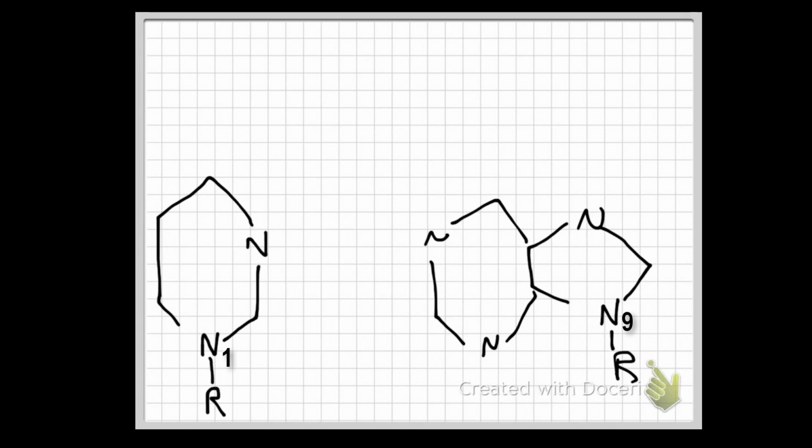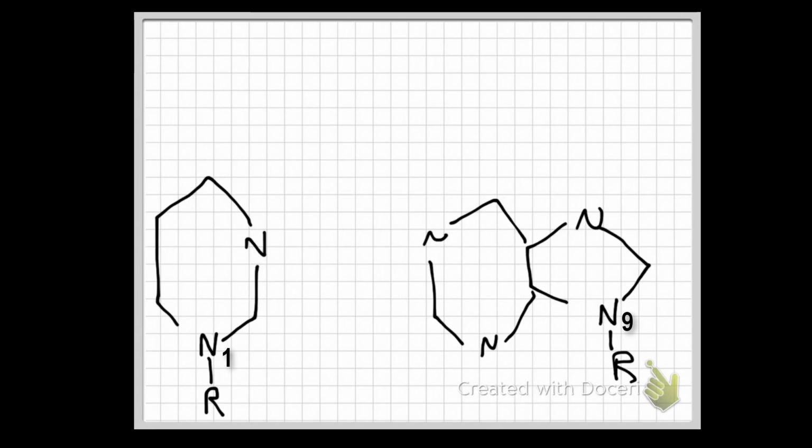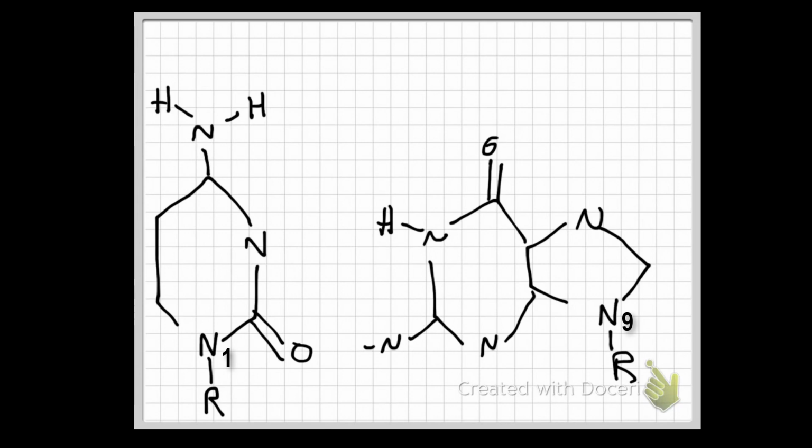We're tempted to put these two nitrogens at the bottom like this because they're the ones that make the glycosidic bonds, which will then form these nice parallel vertical lines. But let's see what happens when we add the rest of the substituents and the H bonds. It turns out that when we do it this way, we end up with H-bond geometry that's all wrong.